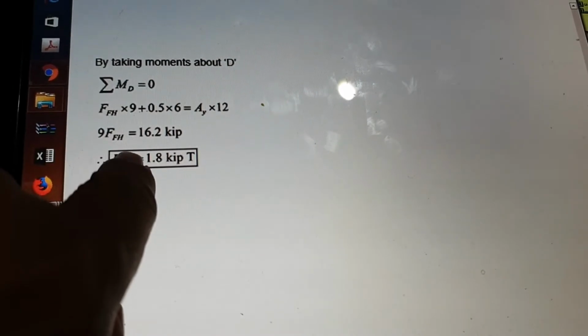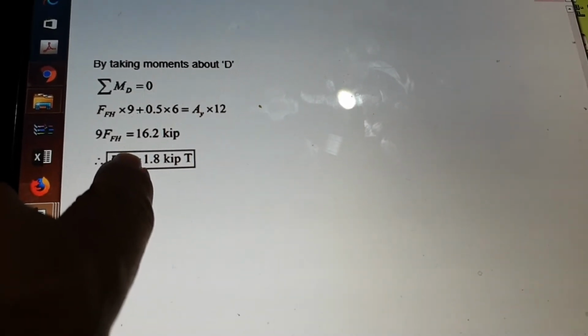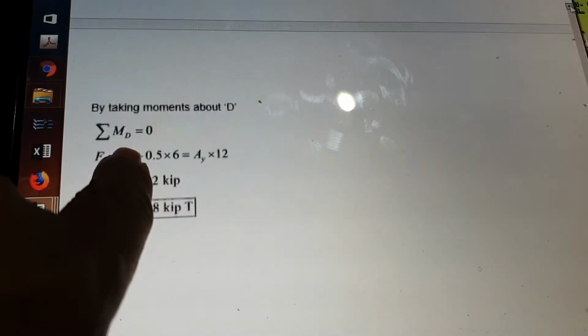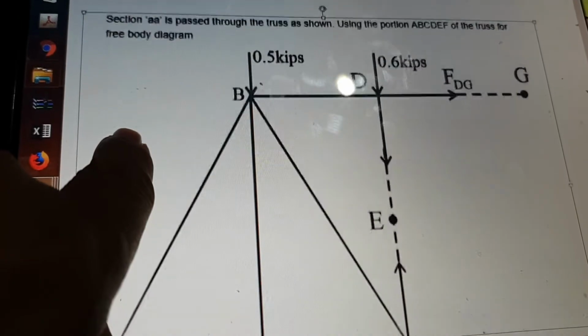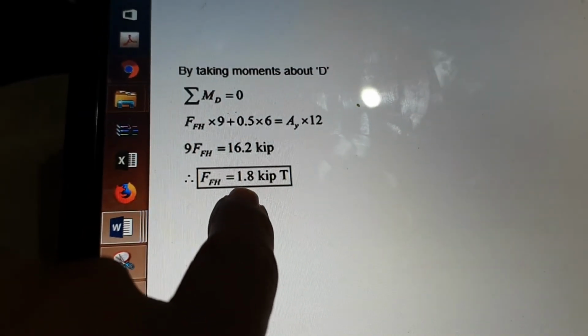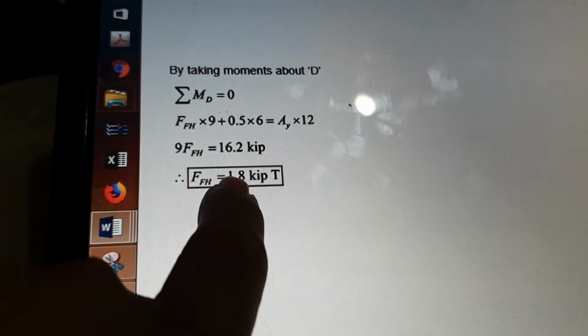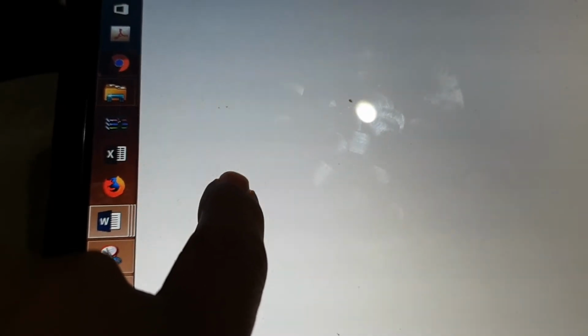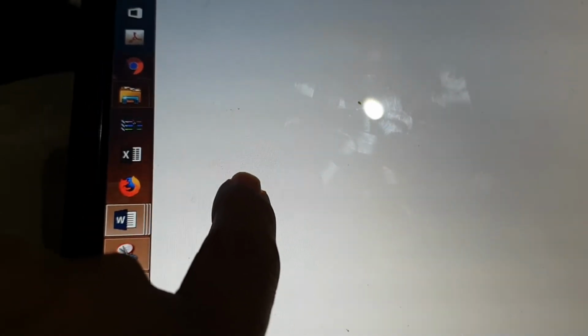So you rearrange this equation. Remember, you have AY here, or F. So we have AY 1.6 kip. So you could get that FH is equal to 1.8 kip tension. Since it's plus, it is tension. We'll leave it tension. Now, what is the next one?